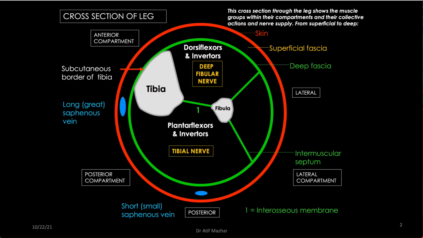And then the lateral compartment, basically these muscles are everters, and eversion or inversion occurs at my subtalar joint. So the muscles located in the lateral compartment are the everters, and they are controlled by the superficial fibular nerve. This superficial fibular nerve and the deep fibular nerve are the two terminal branches of my common fibular nerve.